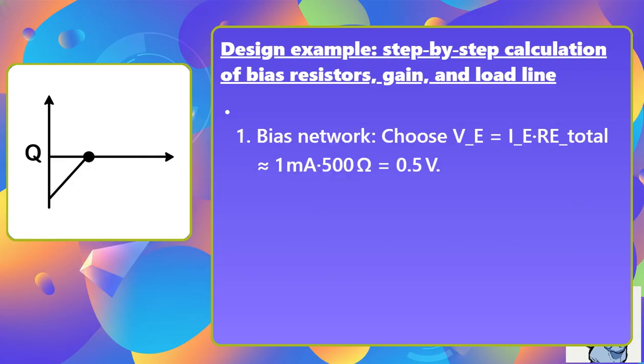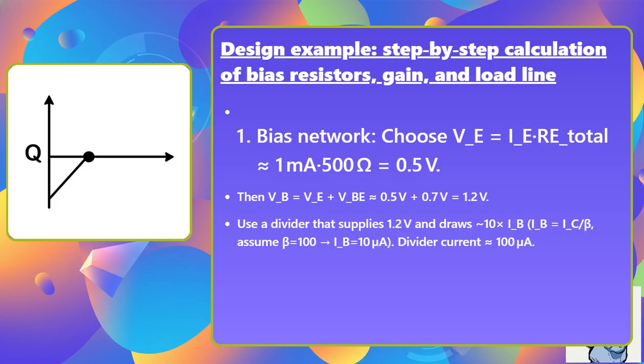Step 3, bias network. Choose VE = IE × Re total ≈ 1 milliamp × 500 ohms = 0.5 volts. Then VB = VE + VBE ≈ 0.5 volts + 0.7 volts = 1.2 volts. Use a divider that supplies 1.2 volts and draws about 10 times IB, where IB = IC / beta. Assume beta = 100, so IB = 10 microamps. Divider current ≈ 100 microamps.